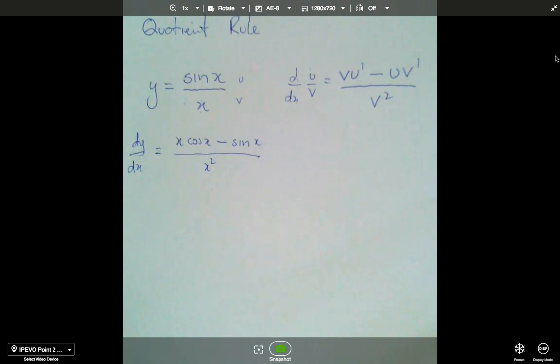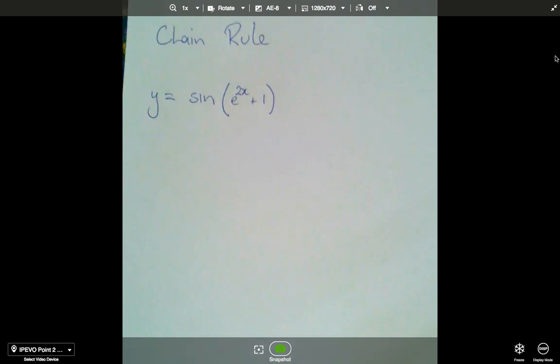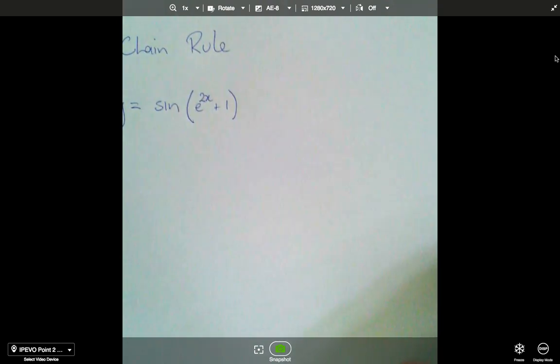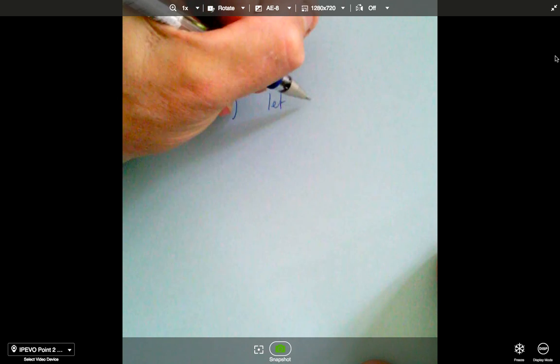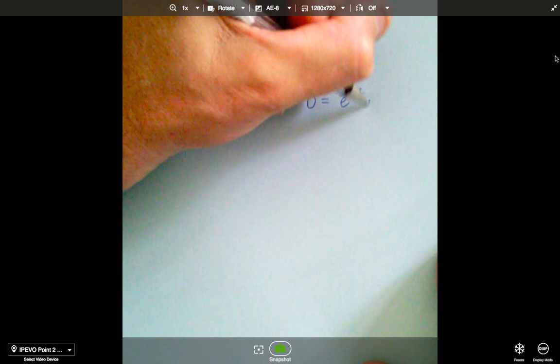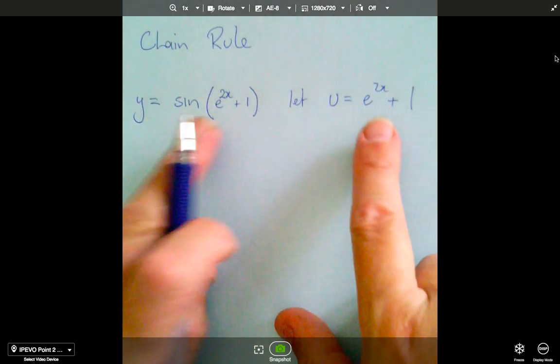Okay, so again, lots of rules that we have to do. And the chain rule. Now, I'm going to go through this slowly because I think it's going to become more important when we do the next thing that we have to do, and being able to manipulate derivatives. Okay, so we're going to write this. Let's let u equal e to the 2x plus 1. Over here, I've let u equal the bracket.